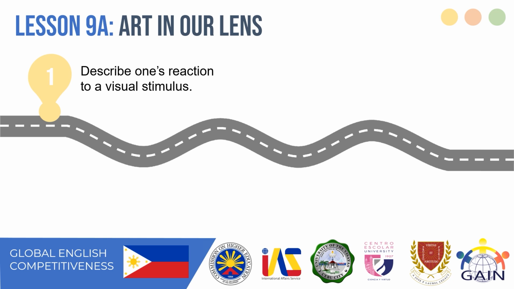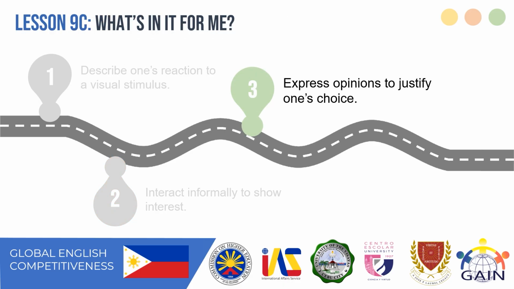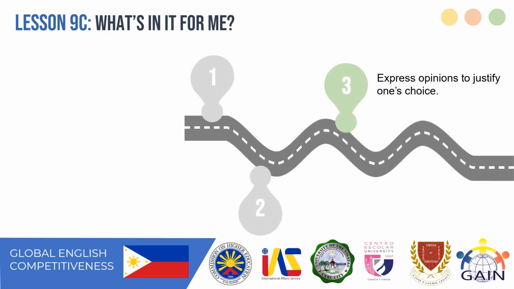As you can remember, we have already covered our first 2 can-do objectives. You already described your reaction to visual stimulus. And in the previous lesson, you learned how to interact informally to show interest. Now let's continue with our third can-do objective, to express opinions to justify one's choice. Without further ado, let's move over to our third lesson, Unit 9C.